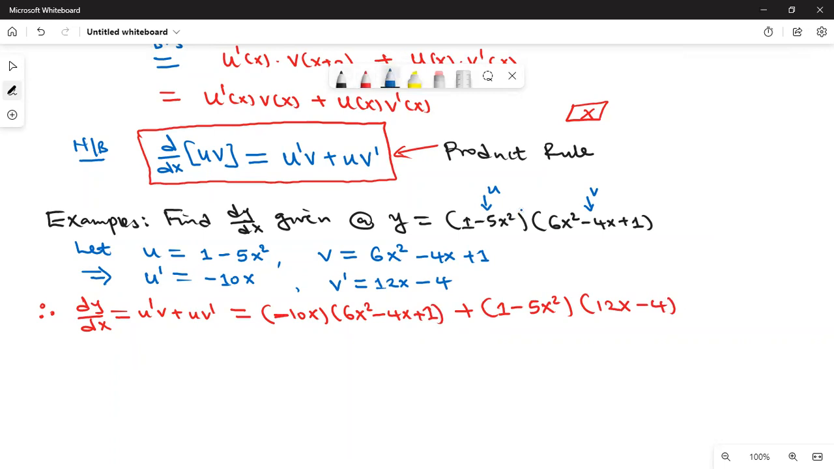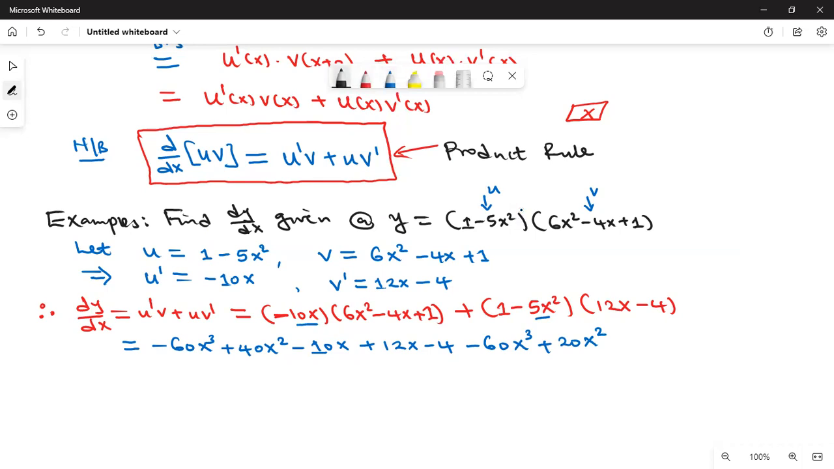So when we simplify this, let me open the bracket. We start by multiplying by negative 10x, so that will give us negative 60x cubed plus 40x squared minus 10x. I'm opening the bracket. The other one will be, when I multiply by 1, we get 12x minus 4. And then when I multiply by negative 5x squared, we get negative 60x cubed plus 20x squared. So that's what we have.